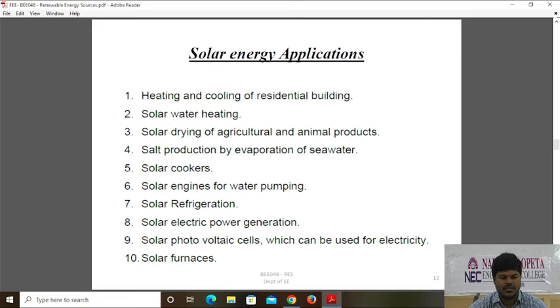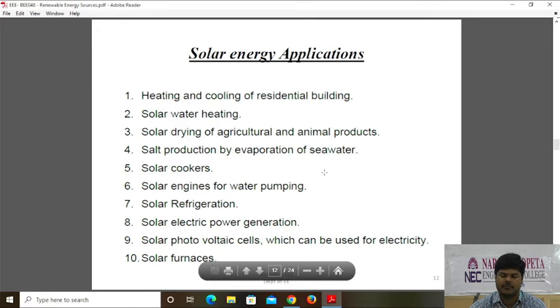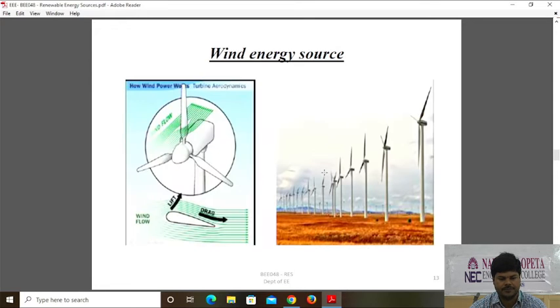Solar has many applications. After generating the power from the solar panel, we can use it for heating and cooling of residential buildings, solar water heating, solar drying, salt reduction, bioreduction, seawater, solar cookers, solar engines for water pumping, solar refrigeration, solar electric power generation, solar furnaces. We have many applications of solar energy.